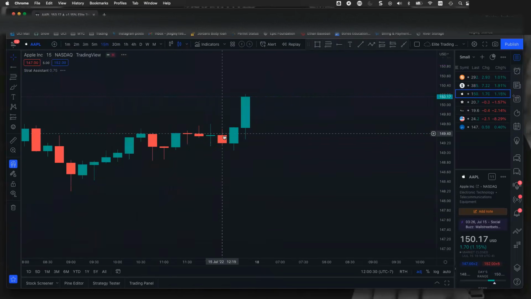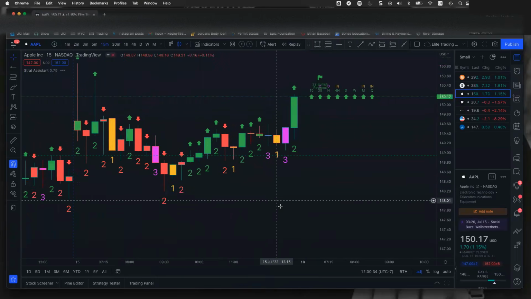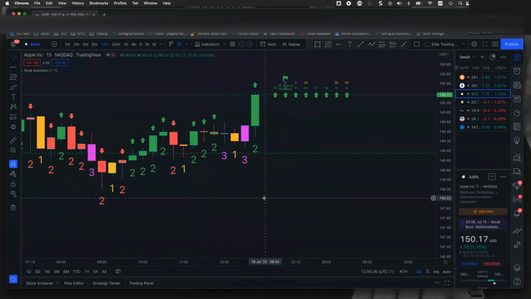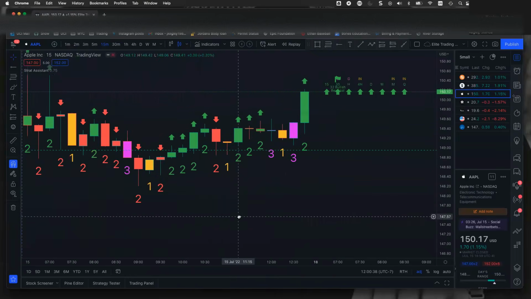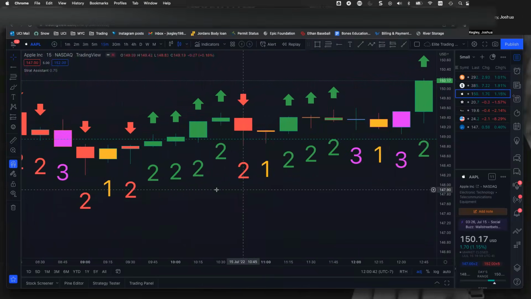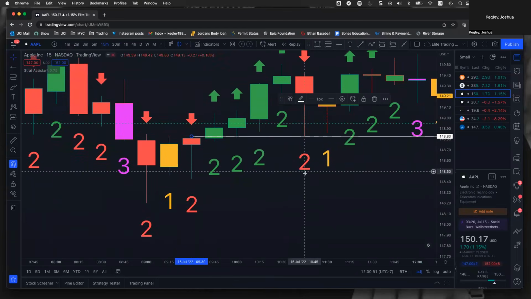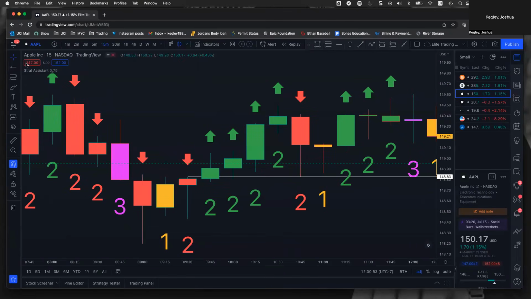If we want to look at a 15-minute time frame, it's the same. So here's a 2-2 reversal right here. Your entry is this guy. Your stop loss is the low of that candle. So again, clear entry, clear stop loss.